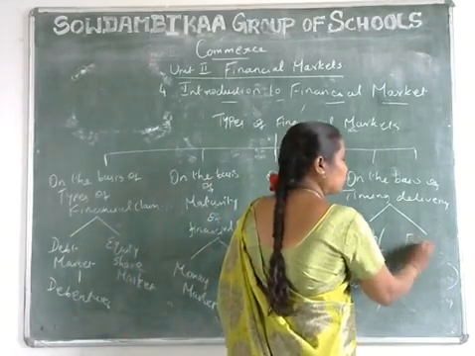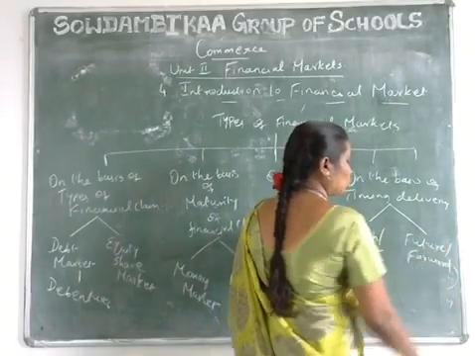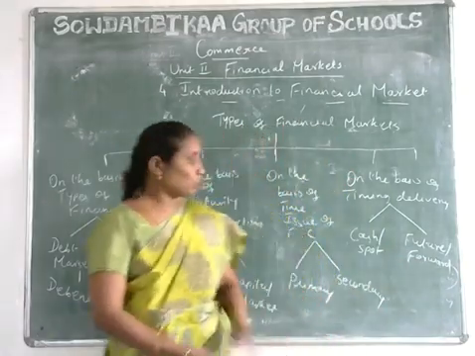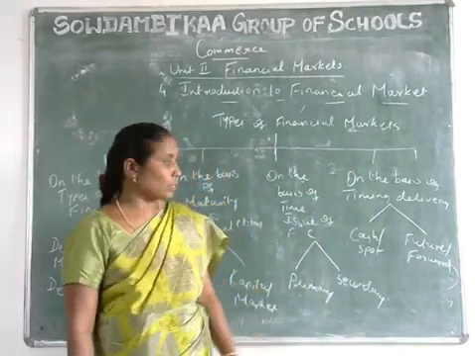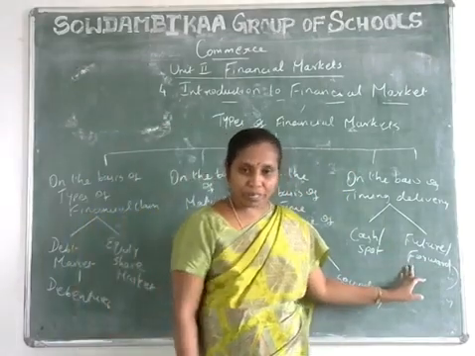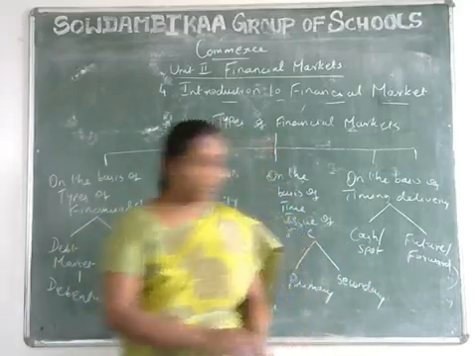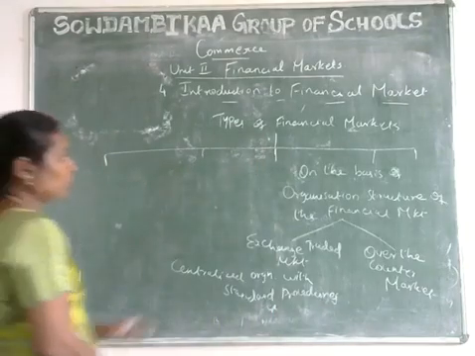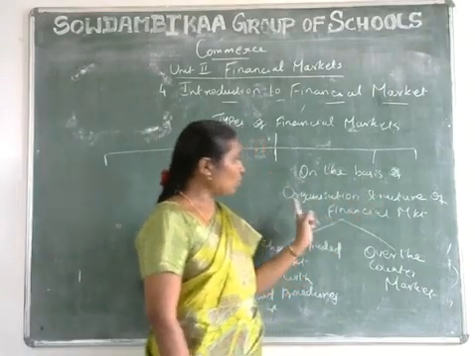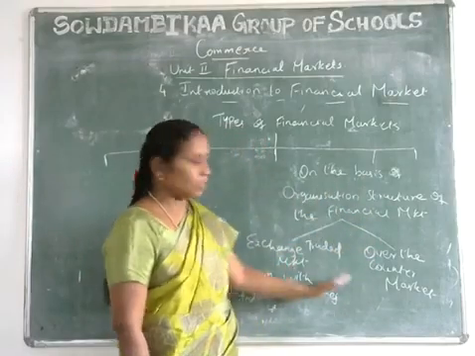The next kind is the futures or forward market. Futures or forward market means the settlements are at a predetermined future period, for example next year. And then what is the last kind? The last kind is on the basis of organizational structure of the financial markets. On this basis you have two types.